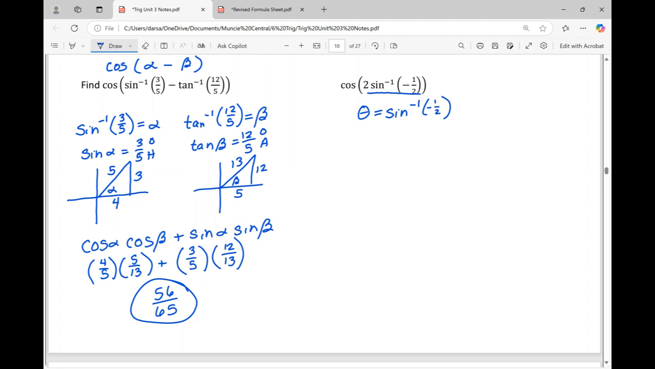Since this is sine inverse, we know all of these angles are going to end up in either quadrant 1 or 4. The answers to sine inverse end up in quadrant 1 or 4. And since we're taking the sine inverse of a negative, we must be in quadrant 4. What do we know about this angle? Well, we know that the sine of angle theta is negative 1/2 because that's how we defined it. It's the sine inverse of negative 1/2. So its sine must be negative 1/2.